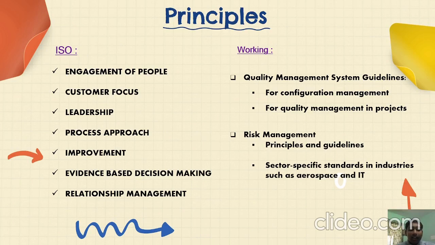The other is evidence-based decision making. Accurate and reliable data is essential for making informed decisions. For instance, to solve the root cause of a non-conformity, we need the right evidence. Make sure information is available to the whole team who need it, and keep communication channels open. The last one is relationship management.